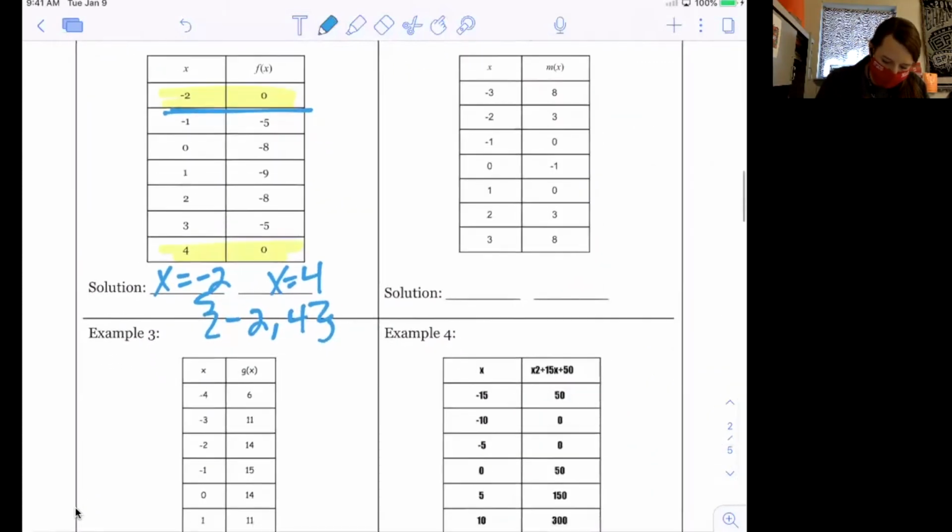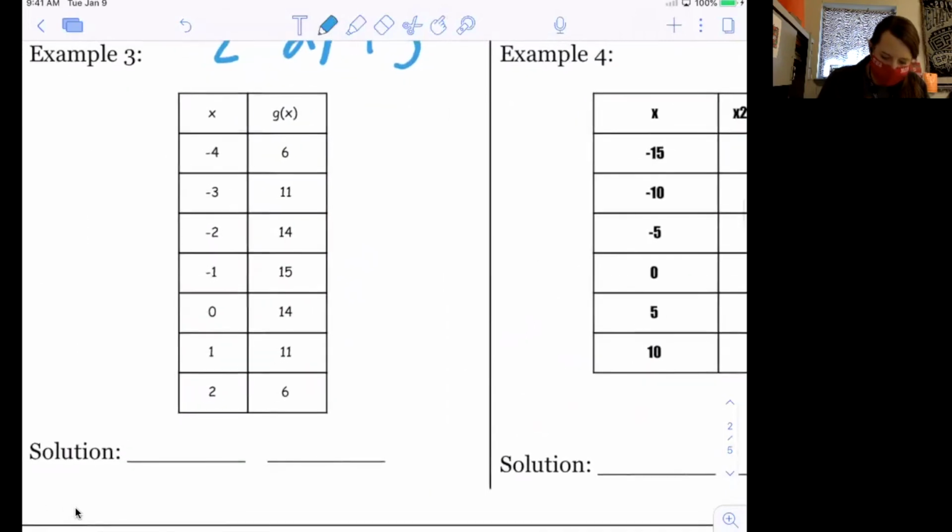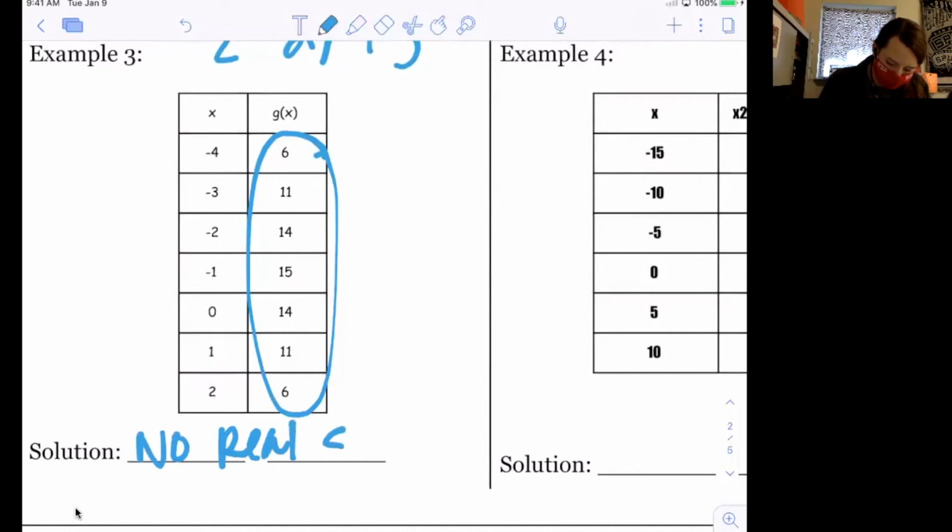So in example number 3, I don't see any zeros over here. So we can say based on the table that we have, there are no real solutions, meaning we would have to use the quadratic formula to find our imaginary roots.